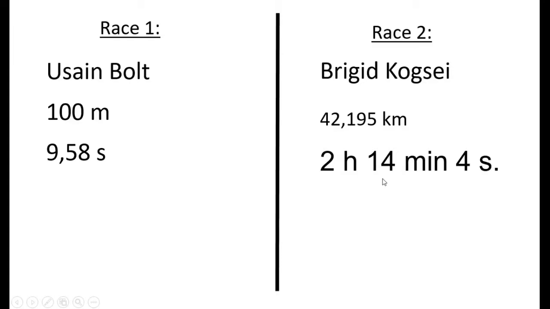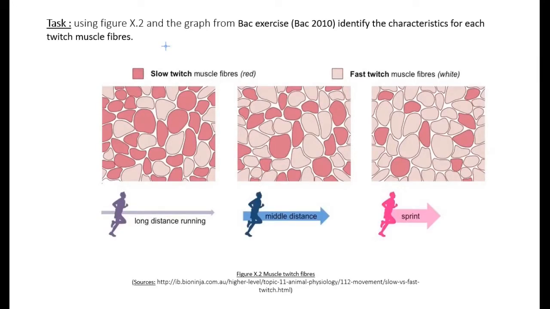So the question is, did Usain Bolt and Bridget Coxey, did they use the same type of muscles? Did they use the same type of energy breakdown? Well, the answer is no, and we're going to detail why and which muscle fibers have been used in the different races and where did the energy come from. Task. Using figure 10.2 and the graph from Bac exercise Bac 2010, identify the characteristics for each twitch muscle fibers. Let's do it. You need to know that there are two main types of twitch muscle fibers.